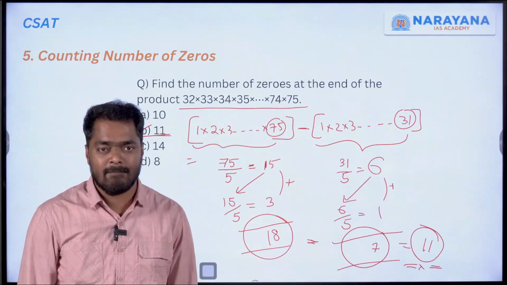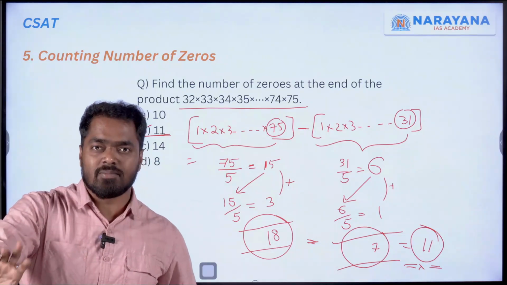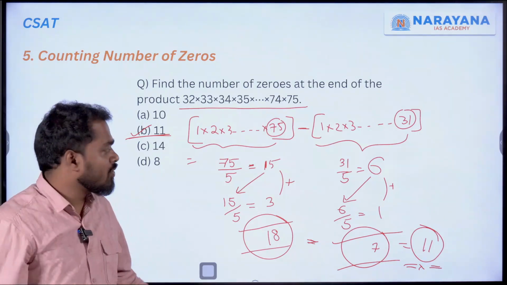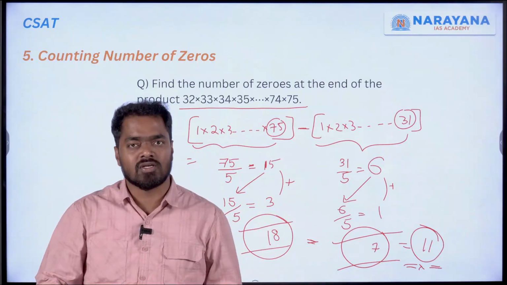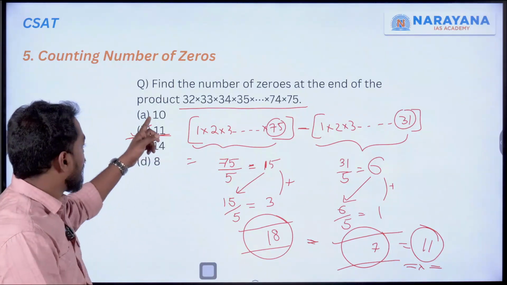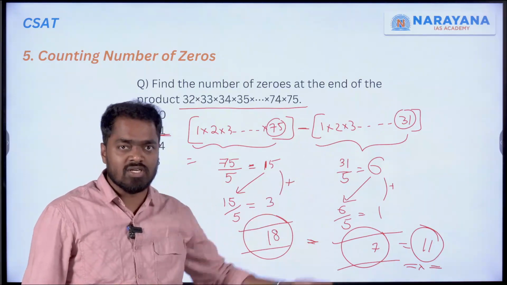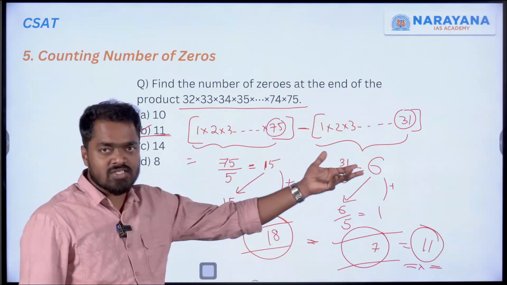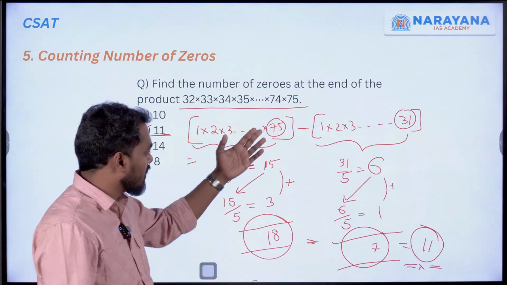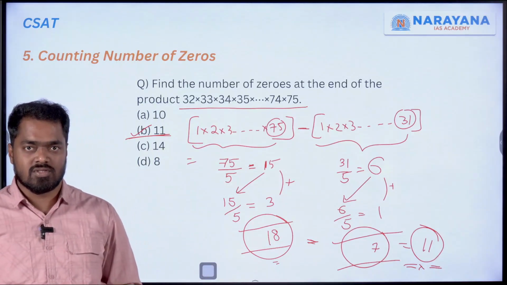Okay. So when there is a continuous multiplication of numbers, that is nothing but factorial, you have to apply the process. When you do not have that factorial kind of product, convert the product into that factorial form: 1 into 2 into up to 75 minus 1 into 2 into up to 31. So there are two products in continuous number form. Apply the same process. Here you are getting 18 zeros, and here you are getting 7 zeros, so the answer is 11 zeros.